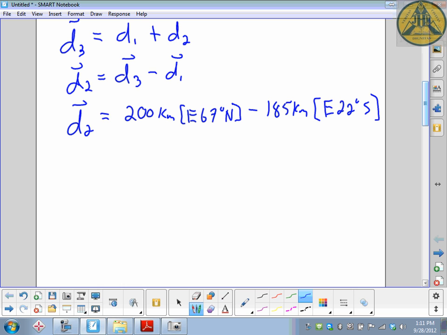So we do this equation by breaking it up into its east components and its north components. We can't just subtract them and go 15 east 45 degrees north south or whatever the heck that would be. It doesn't make any sense. So we have to break them up.